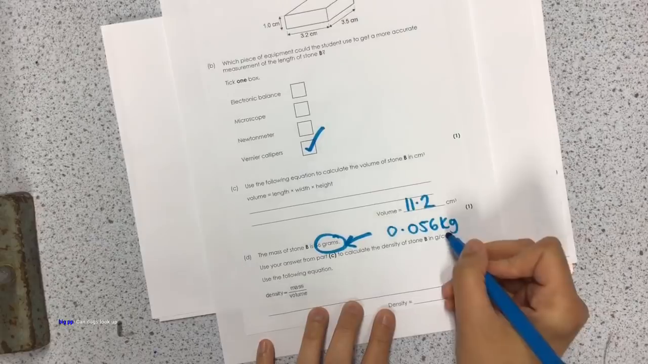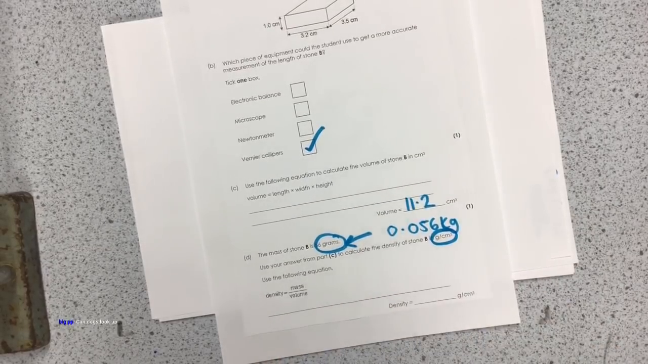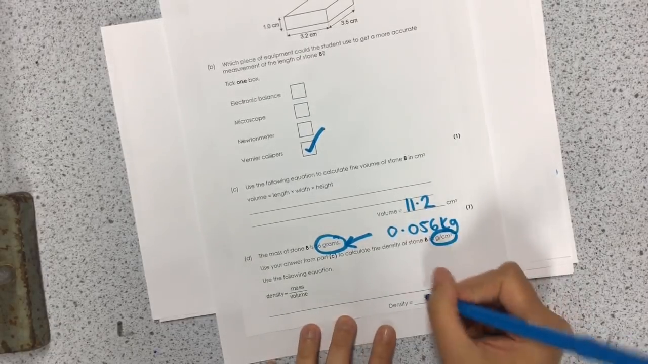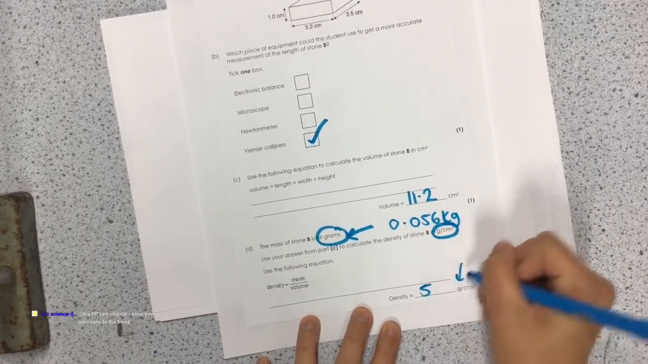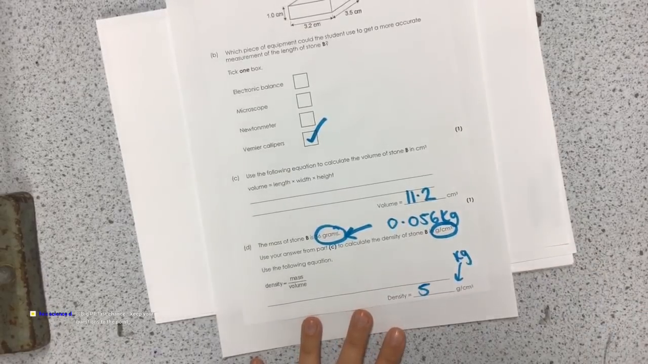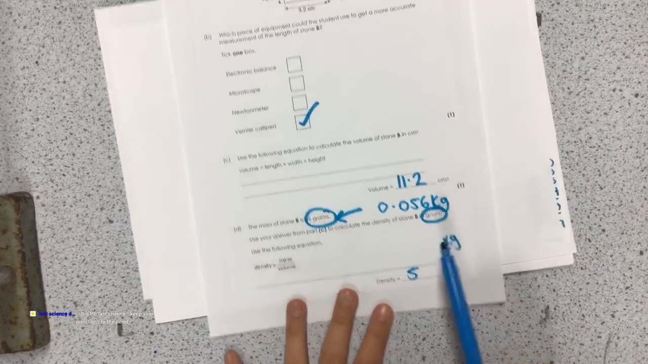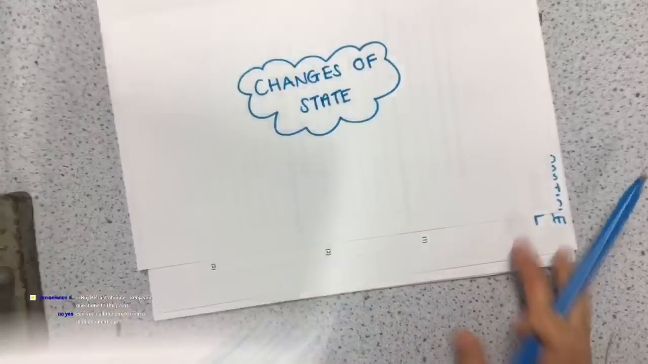Calculate the density of the stone. Oh, actually it says in grams per centimetres cubed, so we can leave it the same. So your mass is 56, divided by your volume, which you've got from there, which is 11.2, to give you an answer of 5. So that's an important one there to check your units. So if it wanted it in kilograms per centimetres cubed, then we'd have to convert. Normally it does want it in kilograms, so just watch out for that because that's a little sneaky one.